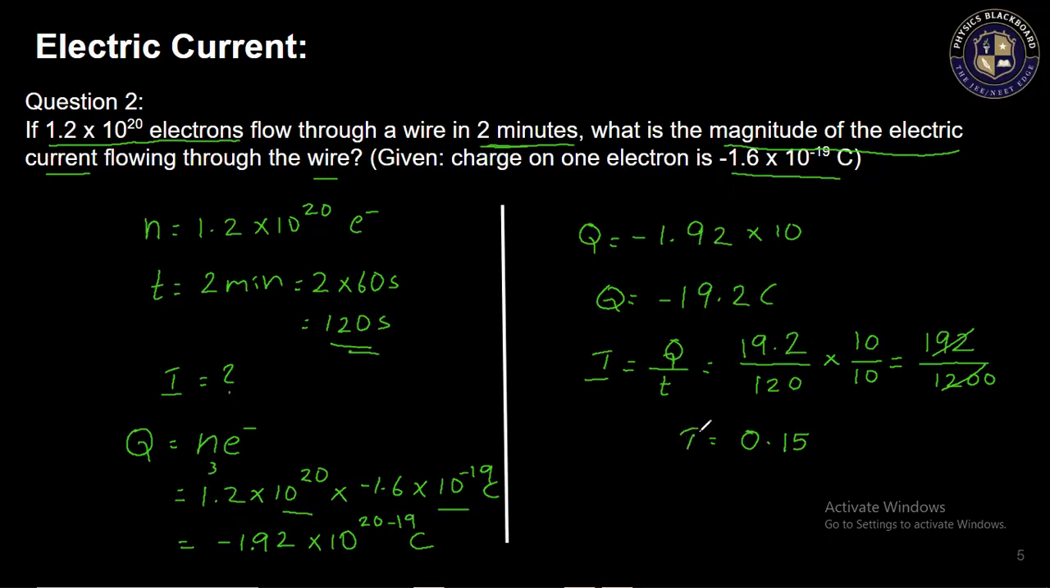Approximately, you can say that the total current passing through the conductor is 0.15 amperes. 0.15 amperes is the total current passing through the conductor.